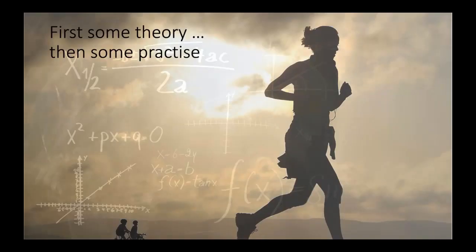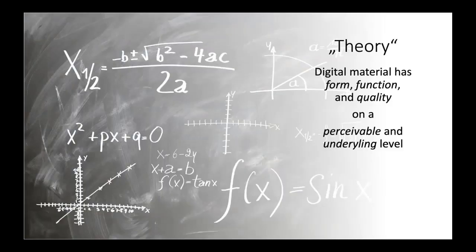To go into the details here, I first want to do some theory, talk about important terminology, and then we'll explain all the terminology with a practical example. The theory is that we believe that digital material, even if it's not material in the physical sense, has a form, function, and quality, and this is important on two levels, on a perceivable and on an underlying level.